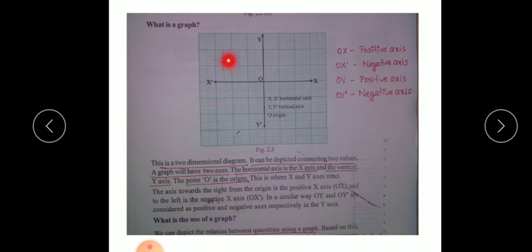So a graph means it is a two-dimensional diagram, and here you can see two axes, x-axis and y-axis. O is the meeting point of these both axes, and this OX dash is the negative axis, and OX is the positive axis, OY is the positive axis, and OY dash is the negative axis. Now let us see what is the use of a graph.